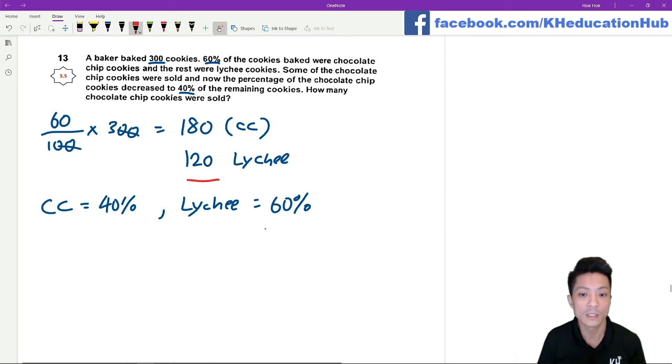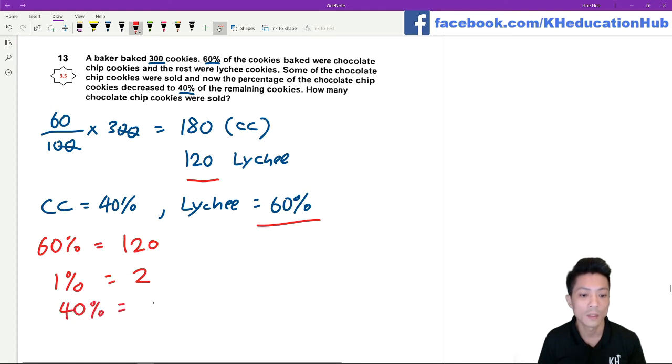Okay, the number of lychee did not change before and after, which means that we can let 60% be equal to the 120 lychee, and we can find what is 1%, which is 2. And if we want to find the chocolate chip, which is 40%, that will be 80. Okay, which means that how many chocolate chip cookies were sold? 180 minus 80 will be 100 sold.